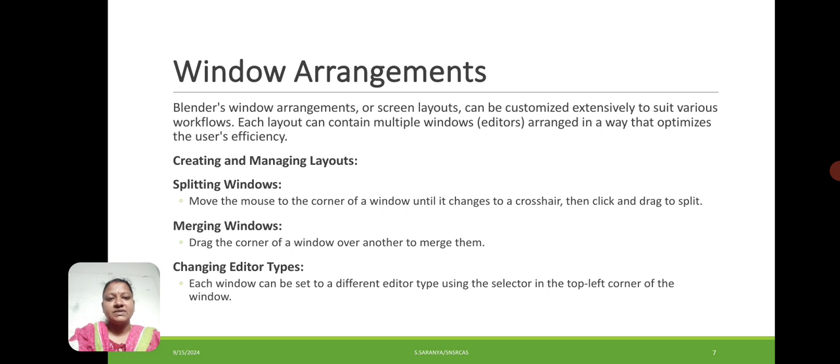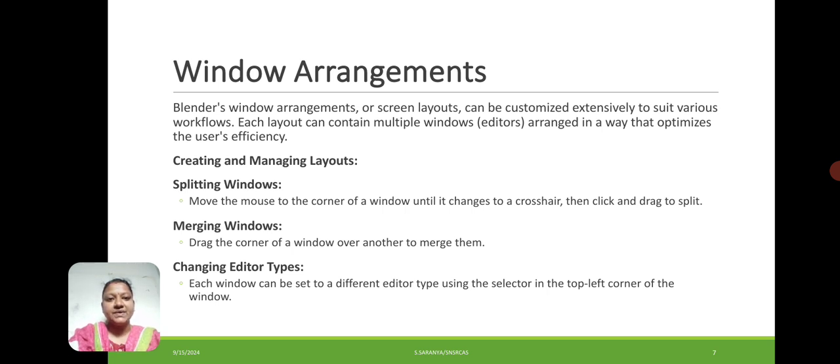Creating and managing layouts. First one is splitting windows, second one is merging windows, third one is changing editor types. Splitting windows is nothing but when we are using one particular screen and need multiple objects or multiple layouts in a single screen, we use splitting windows. If we place the cursor in the corner, a crosshair-like symbol appears. After that, we need to click and drag to split the particular window. Move the mouse to the corner of the window until it changes to a crosshair. Then click and drag to split the window.